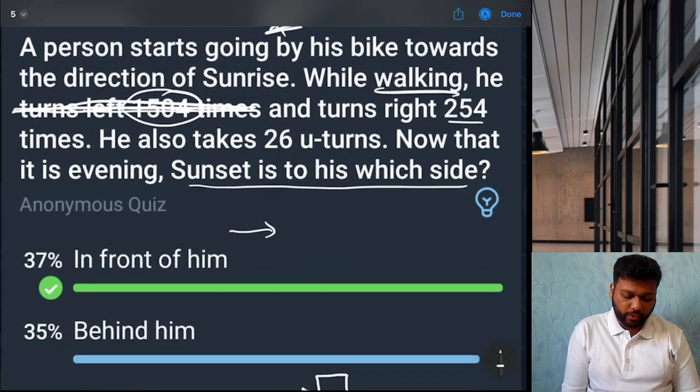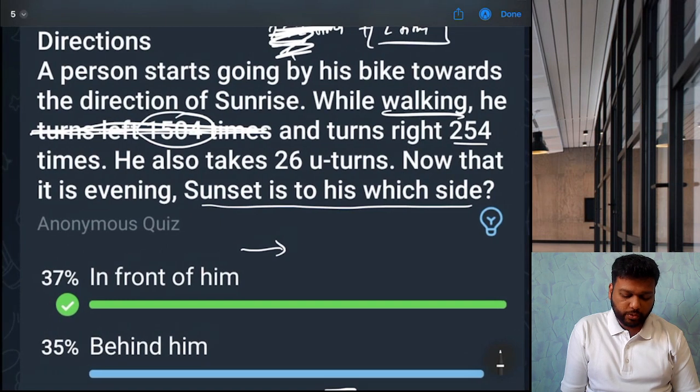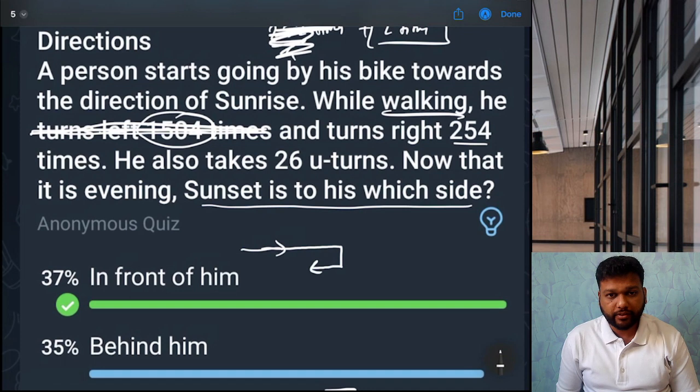Now if he turns right 2 times, where will he go? He is going like this towards east. He turns right once and second time. So he is going here, right?